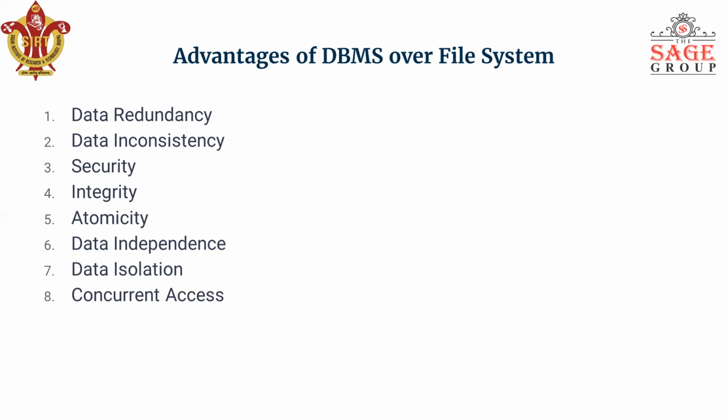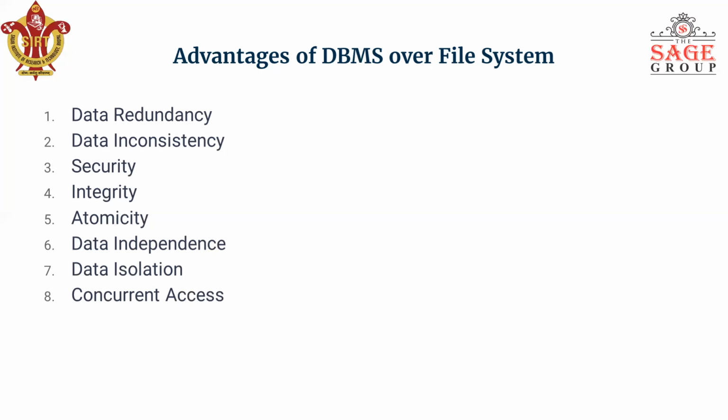security. The next, fourth one is integrity. Integrity means the data values stored in the database must be accurate, so that the accuracy is there. That means the data is integrated data.